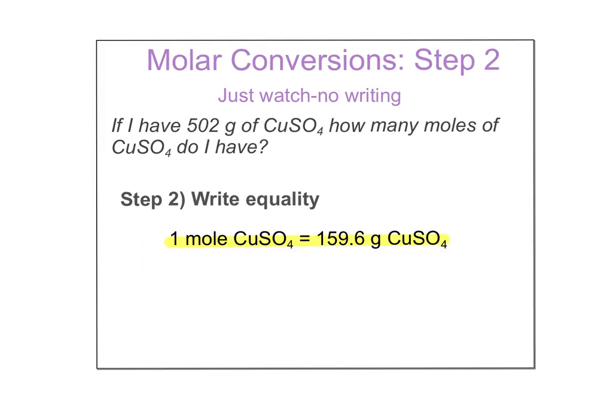Step 2 is to write the equality. So if the unit for molar mass is gram per mole, we can split that up and say, well, 1 mole is equal to 159.6 grams. So the unit is gram per mole when it's in molar mass form, but if I write it as an equality, we put the grams on one side and the 1 mole on the other side.